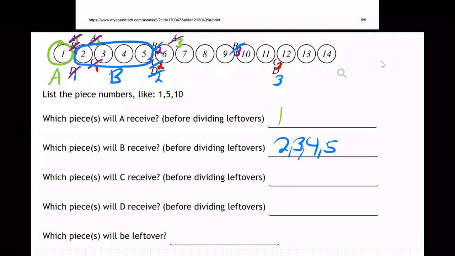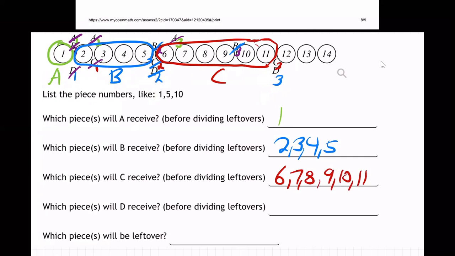How far left are we going to go? All the way back to there. Look at that. Because that's where the other C marker is, right? C put a marker there and a marker there. So all of that is C's candy: 6, 7, 8, 9, 10, and 11.